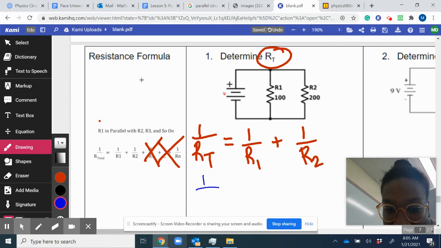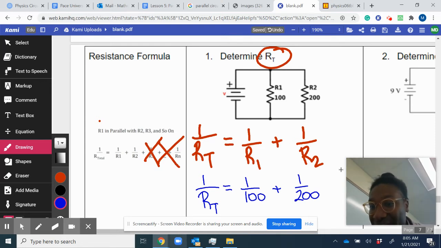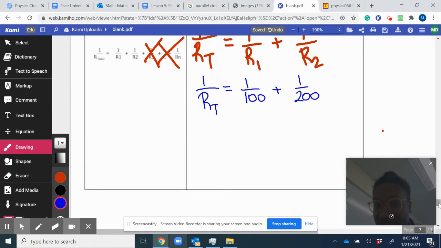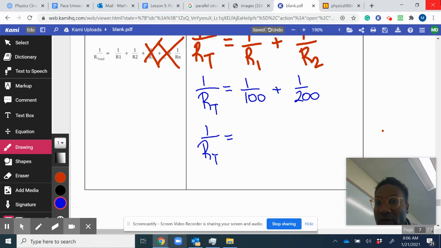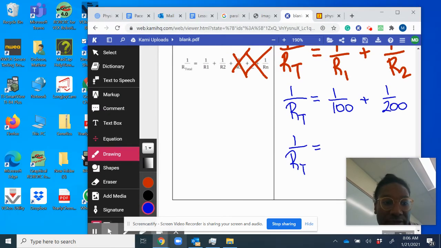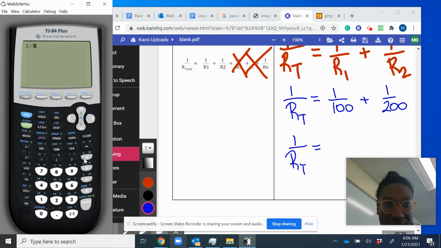Let's substitute. Okay, perfect. Now, at this point, I would plug into your calculator. So that's what I'm going to do. I'm going to plug into my calculator. You guys are going to watch me do this. Okay, 1 divided by 100 and 1 divided by 200. So 1 divided by 100 plus 1 divided by 200. This will give you a decimal.